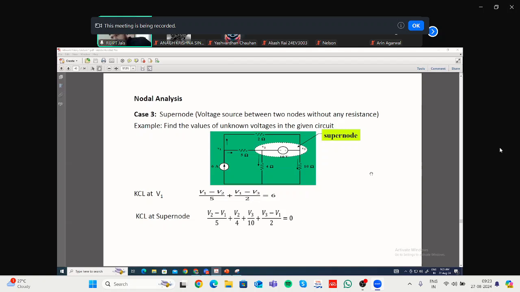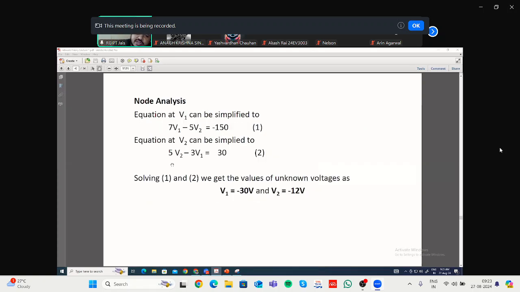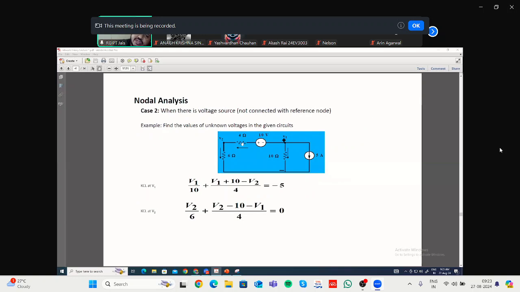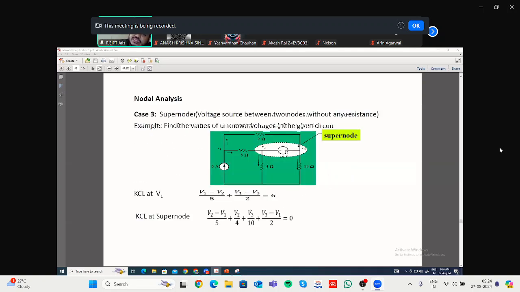Okay, so there is this concept called supernode. That means in the previous case, you saw that there was a voltage source connected between V1 and V2, but there was also a resistance. As a result, you can consider some current flows through this part. But now there is a voltage source between two nodes, the second and third node.